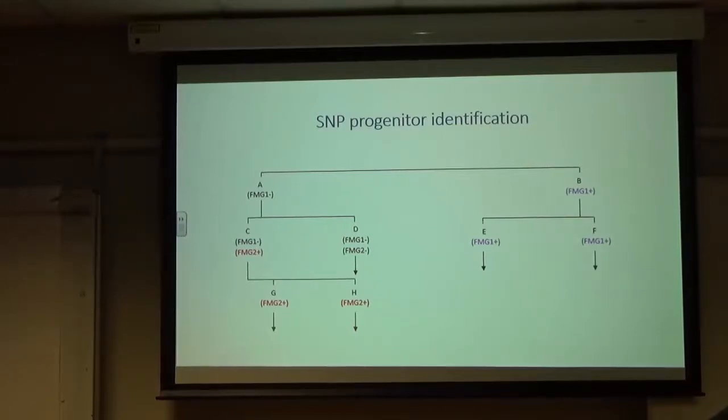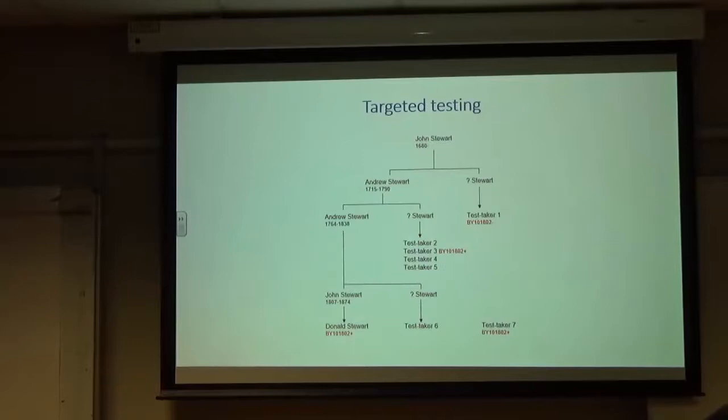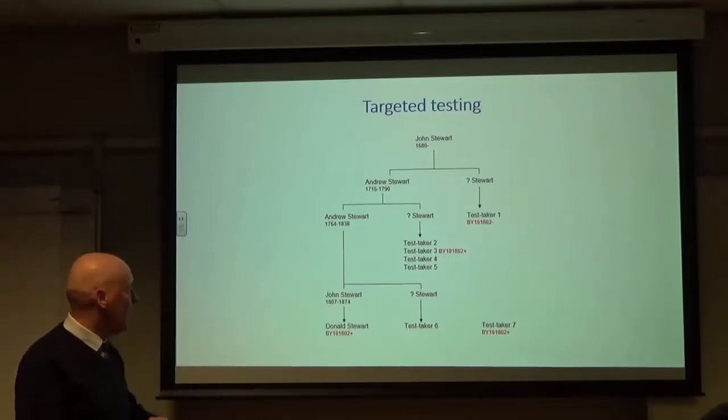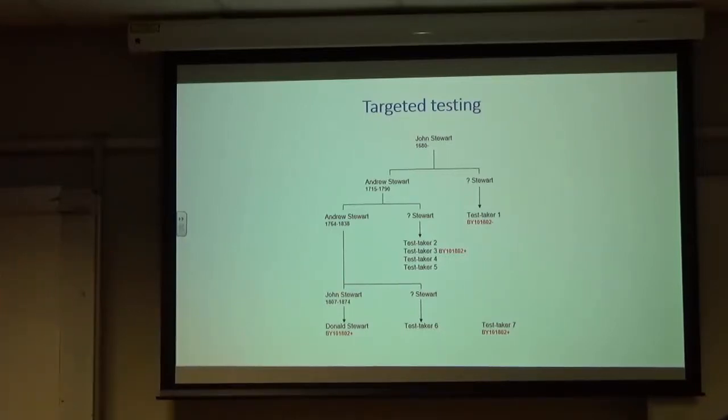Now, just see what the next slide is. Yes. So as I mentioned, what we want to aim for is targeted testing, if possible. And here's a fairly recent, real-life example, which was carried out by Donald Stewart down here, who has been involved in some of the research that we've done. Now he tested, I think it was maybe late last year, for a new SNP called BY101802, and of course he wanted to follow this up with more testing.